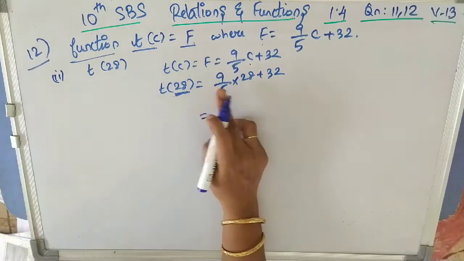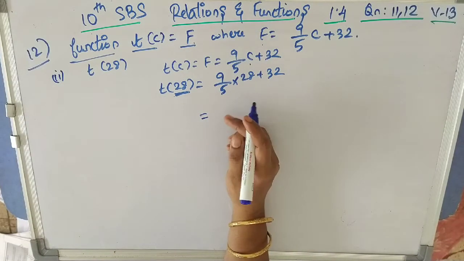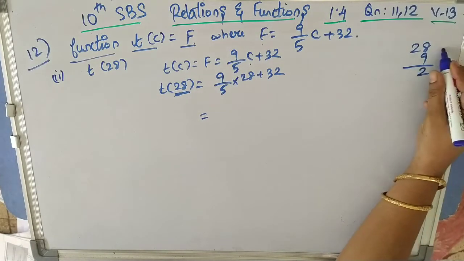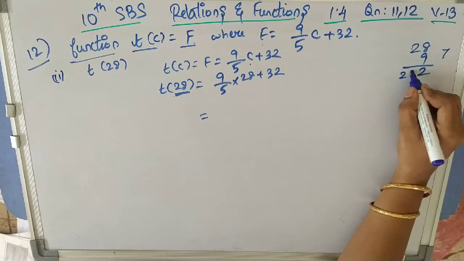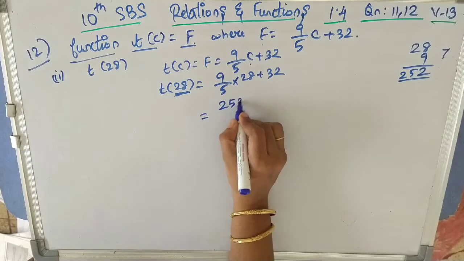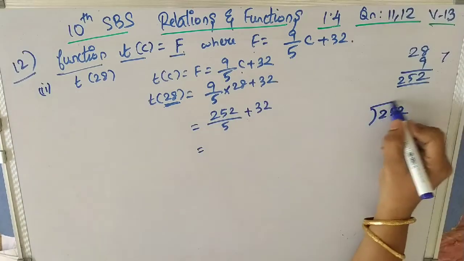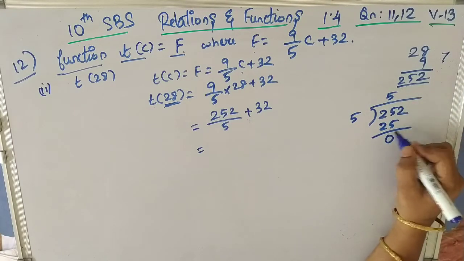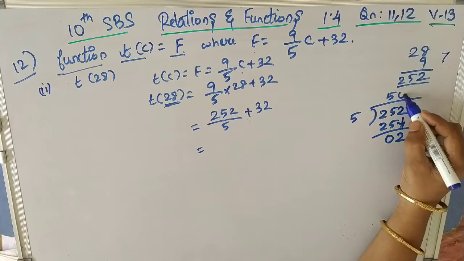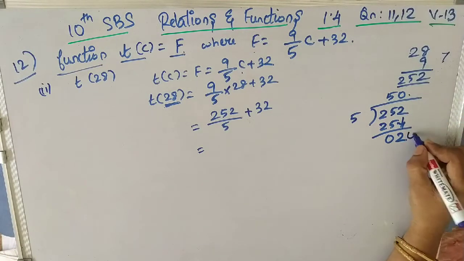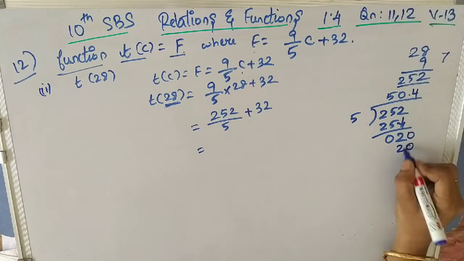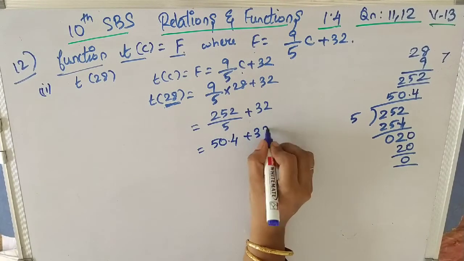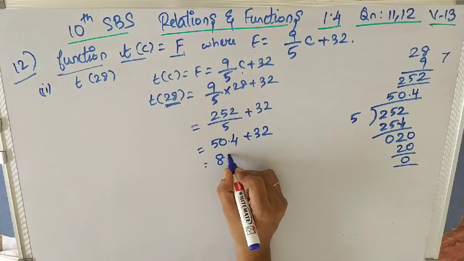What is 9 into 28? 252. Okay? So 252 by 5 plus 32. Now I am dividing 252 by 5. 5 5s are 25. 0. I am bringing down 2. So 2 is not divisible by 5. So I am putting a 0 and a point and adding a 0 to 2. 4 5s are 20. So the remainder is 0. So 252 divided by 5 is 50.4 plus 32 is equal to 82.4.